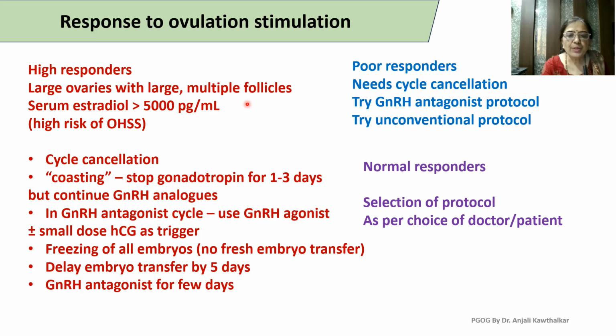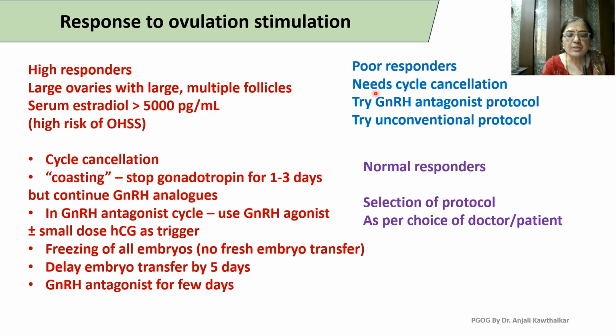Now, if we see the patient's response to ovarian stimulation in IVF, we can divide the patients into three groups: normal responders, poor responders, and high responders. In normal responders, selection of the protocol is as per the choice of the treating doctor or the patient, or depending on the patient's affordability, the drug availability, or the experience of the IVF specialist. Based on these facts, we can select a protocol in normal responders.